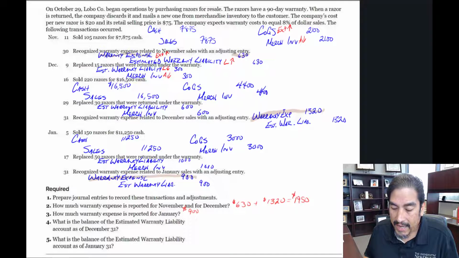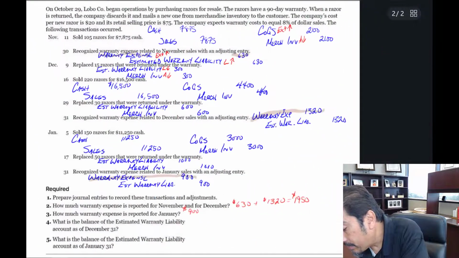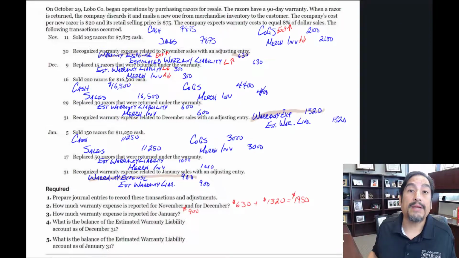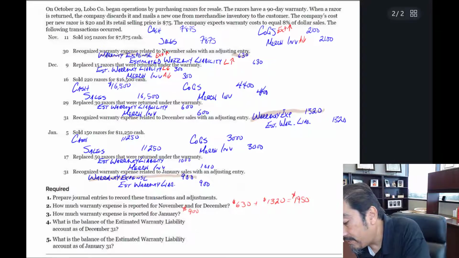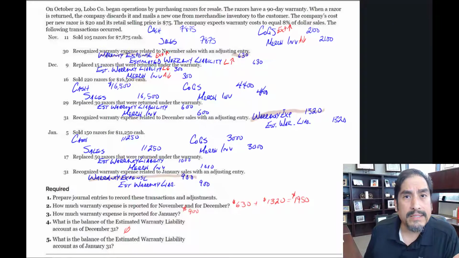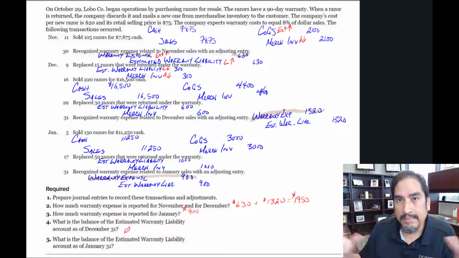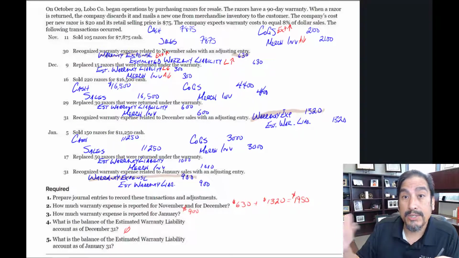What's the balance of the estimated warranty liability account as of December 31st? So I'm going to do the same thing. I'm going to change my highlighter color, but I'm going to do the same thing. Since we wrote out the journal entry, I'm just going to go look for every time that we're hitting the estimated warranty liability account. This is a liability account. It's going to have a beginning balance, and it's going to have additions and subtractions, and we're calculating the ending balance. So just to keep with that formula that you should be good with by now, beginning balance plus additions minus subtractions equals ending balance.